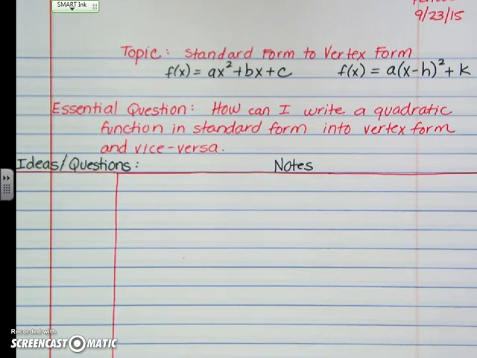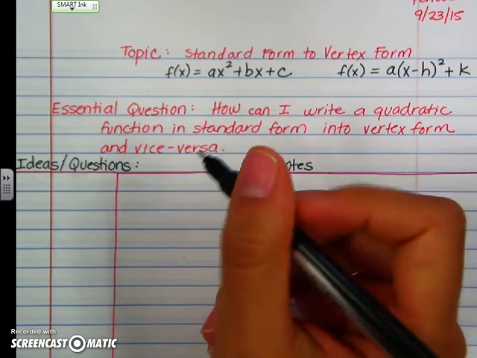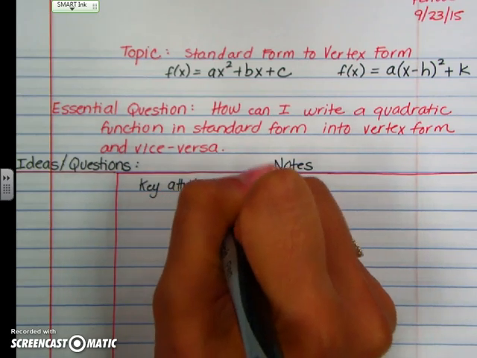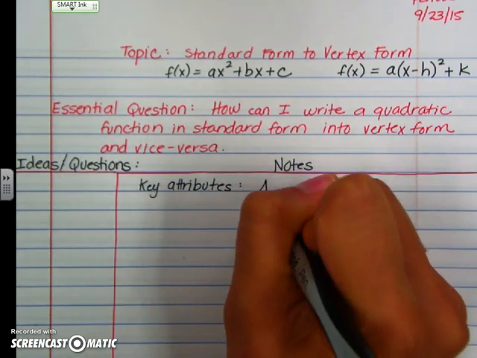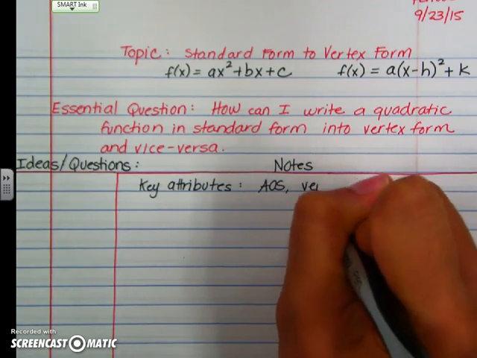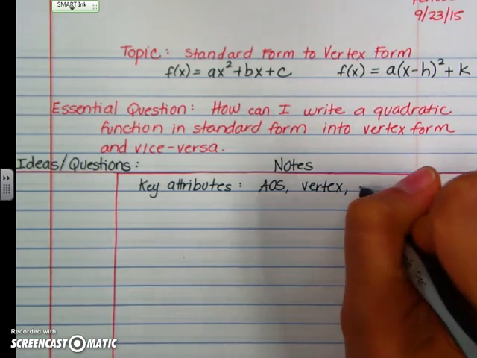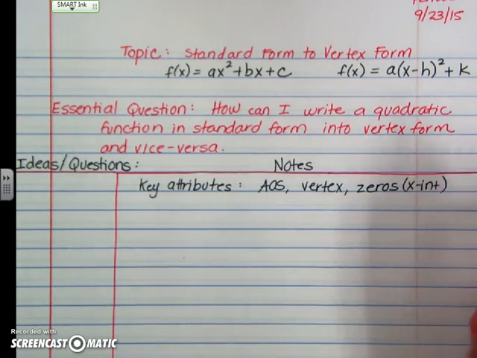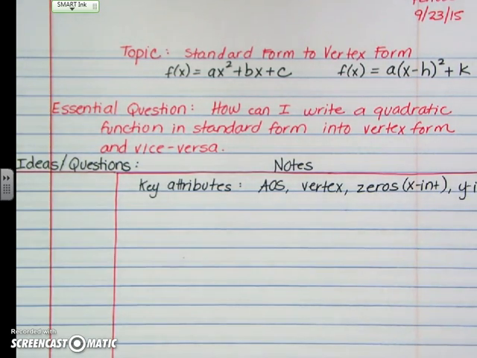Okay, so in the past, in this subunit before, and what we learned last week and this week, we know that the key attributes of a function include the axis of symmetry, the vertex, the zeros, which are also called x-intercepts, and then also the y-intercepts. So those are some things that we learned before, and so now we're going to learn how to complete the square. We're going to complete the square, and we're also going to FOIL.